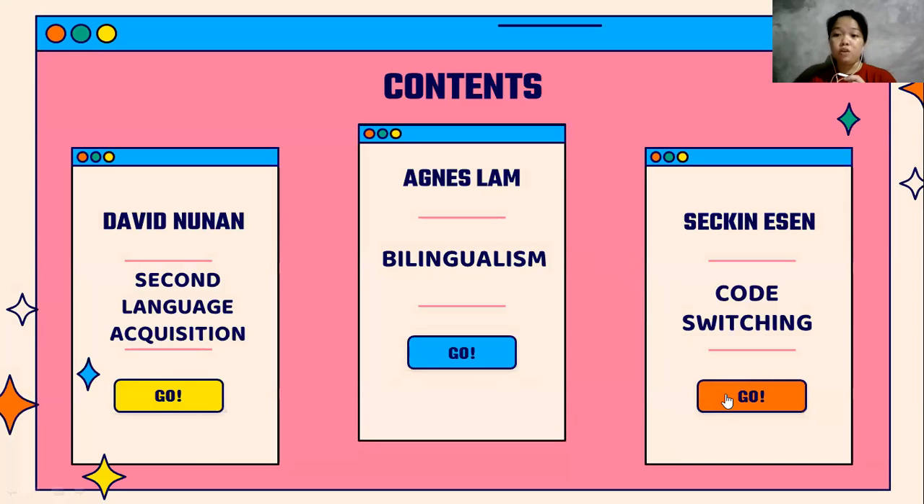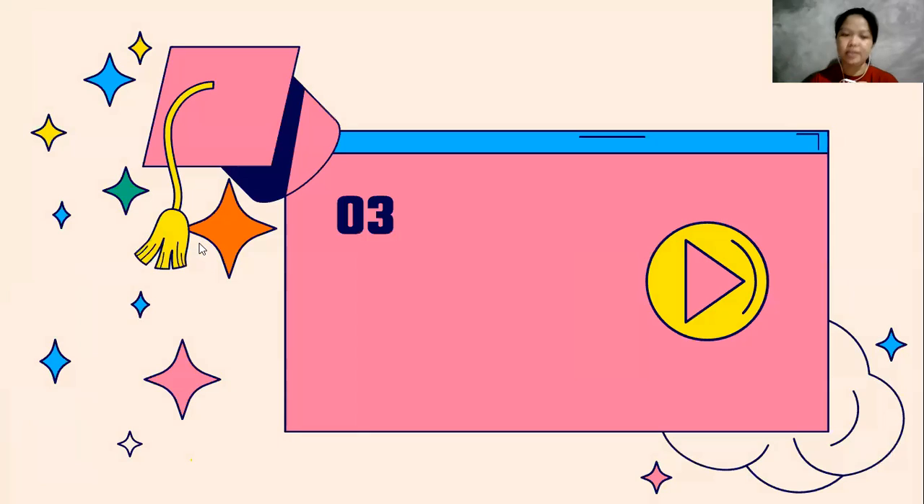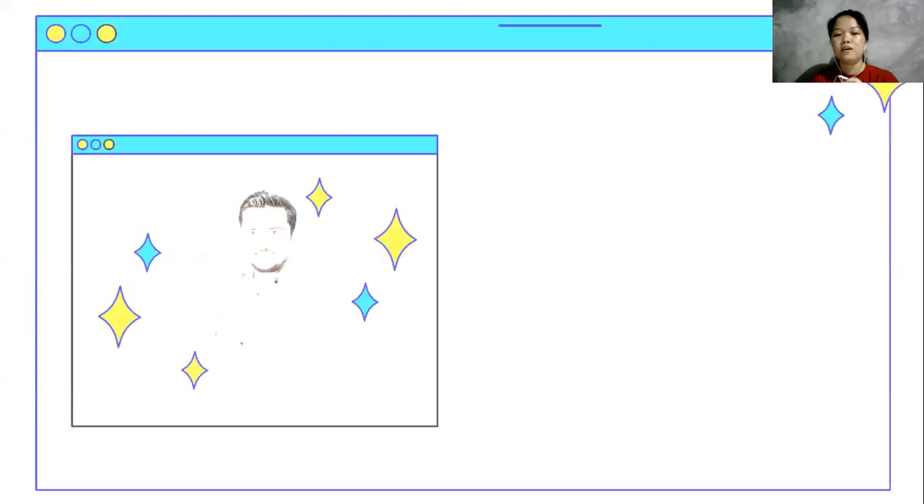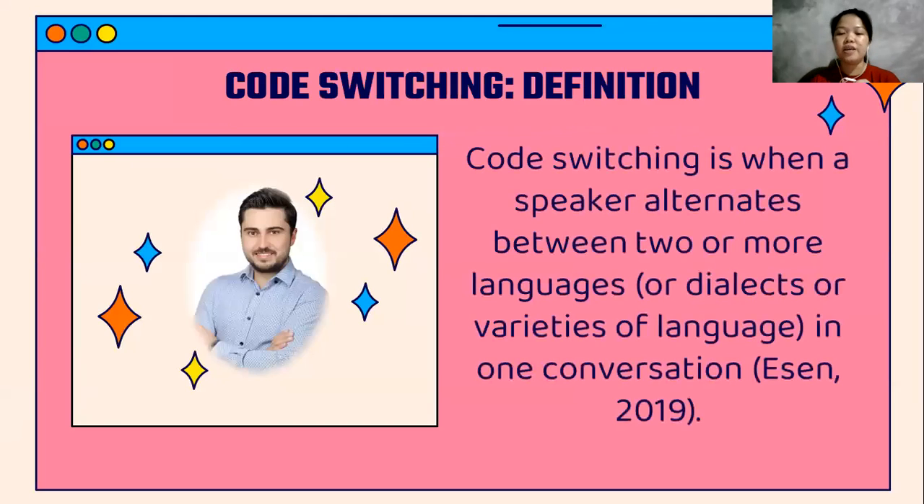Now we will proceed with code switching by Essen. According to Essen, code switching is when a speaker alternates between two or more languages, or not only languages but dialects and other varieties of language, in just one conversation. In a discourse, when you speak in Bisaya and then in English and then in Bisaya and then in English again, in just one conversation, then that is considered code switching.